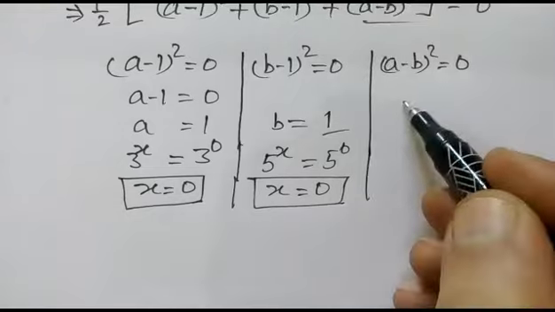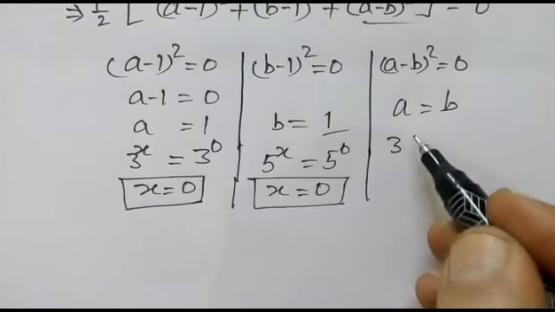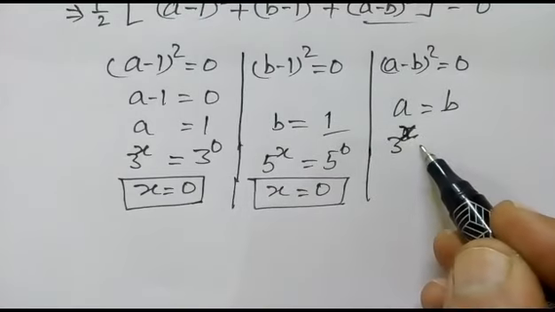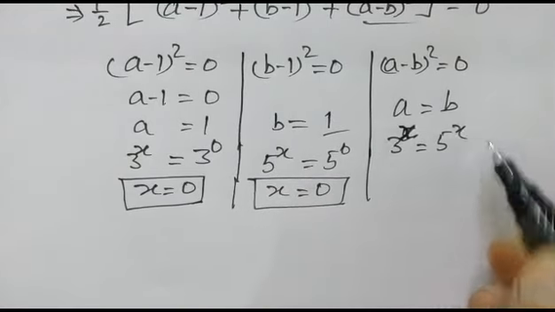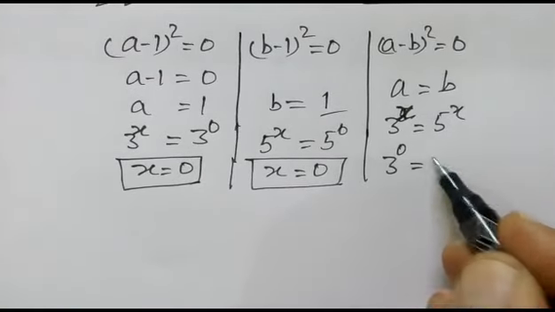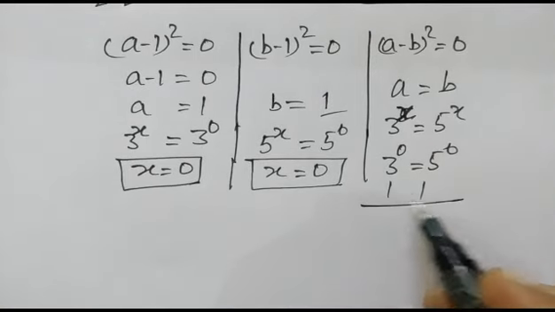Here a will be equal to b, right? As a is 3 to the power x, 3 to the power x is equal to 5 to the power x, right? So 3 to the power 0 is equal to 5 to the power 0, right? 1 equals 1. Okay, thank you.